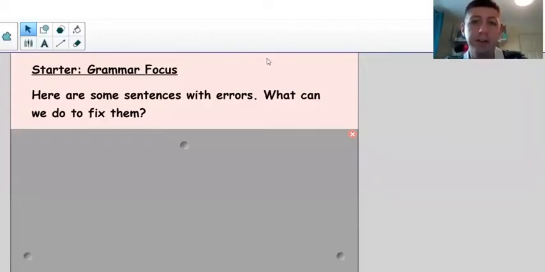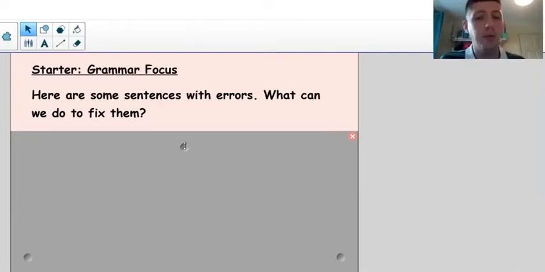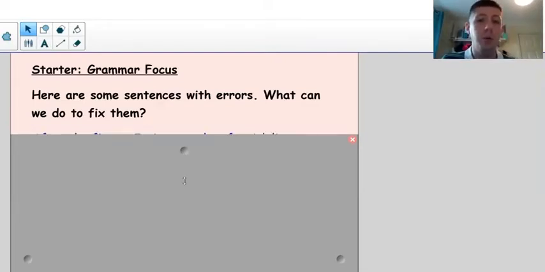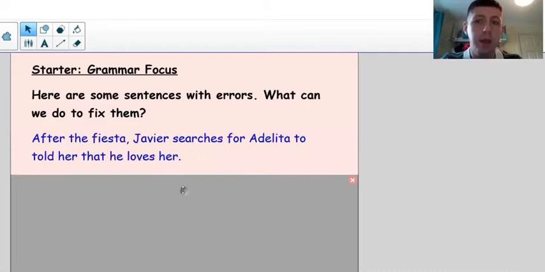To start off today's lesson, we're going to have a grammar focus. So we're going to be having a look at some sentences which have got mistakes in them, and we're going to see if we can fix them to make sure that the grammar is correct. So I'm going to show you one sentence at a time. There's something wrong with it, and we have to work out what's wrong and how we can fix it. So the first one says, "After the fiesta, Javier searches for Adelita to told her that he loves her."